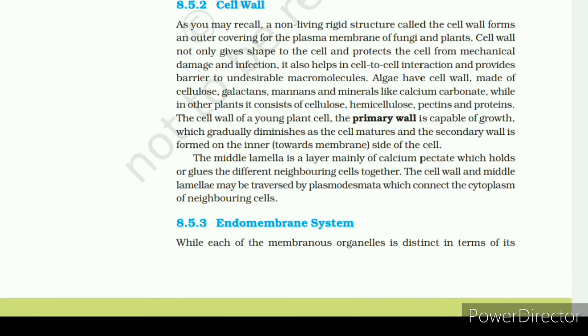In amoeba, the contractile vacuole is important for osmoregulation and excretion, while food vacuoles are formed by engulfing the food particles.